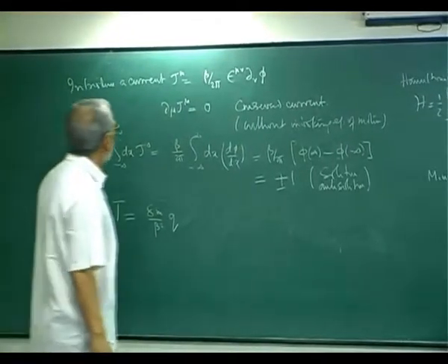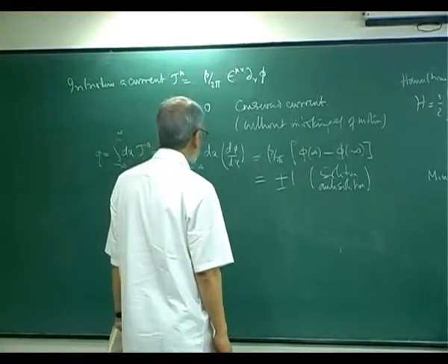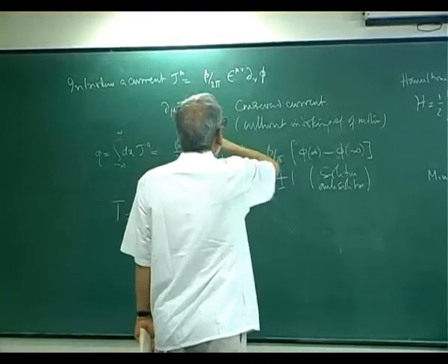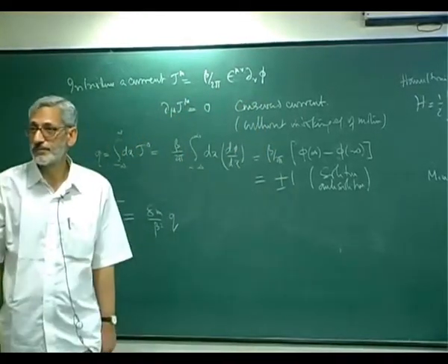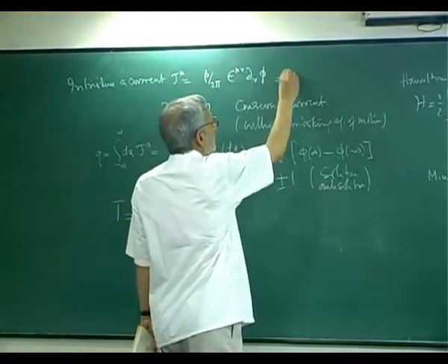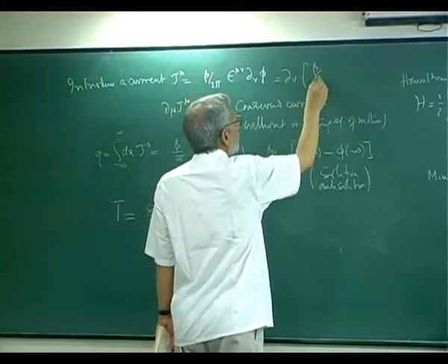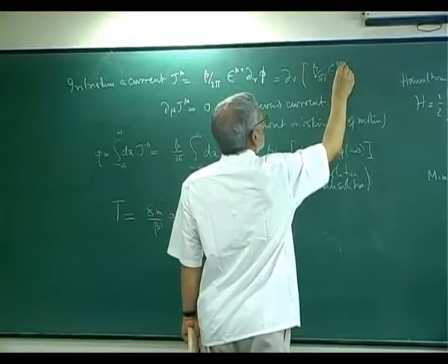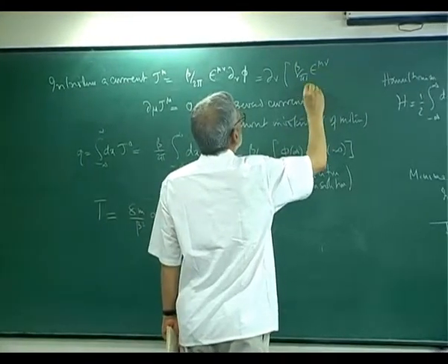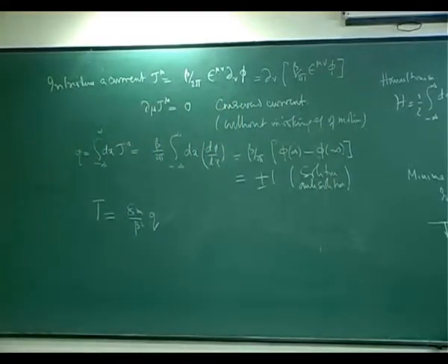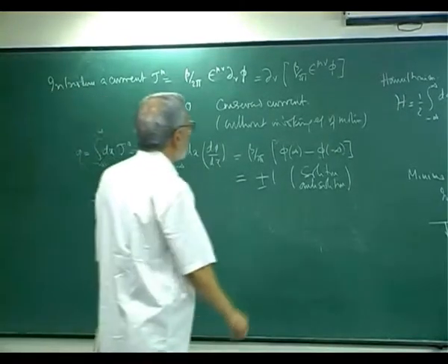Okay. One more thing. Notice this current that I have defined here, it is a total divergence on its own, because I can write this as d nu of beta by 2 pi epsilon mu nu. So that's another property of such currents, their total divergences.